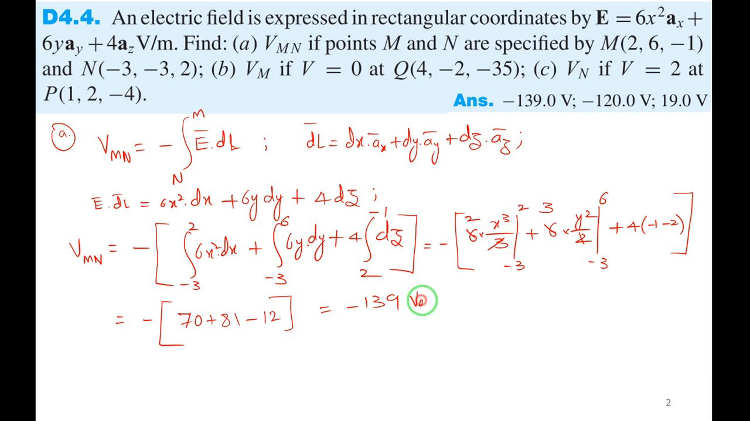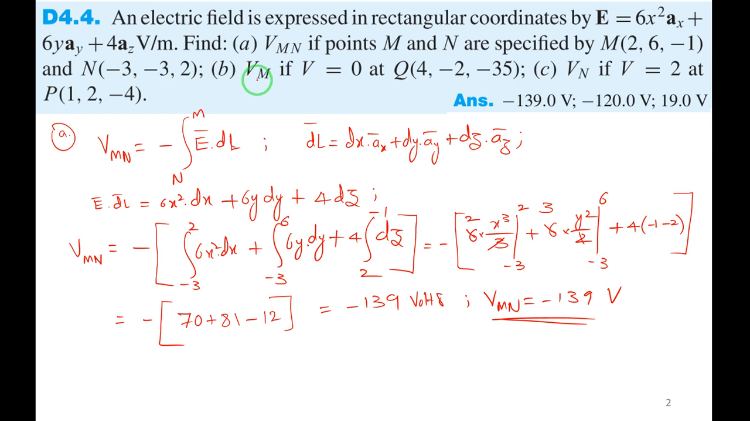So it is volts, right? So the potential difference we got is Vmn equal to minus 139 volts, right? I hope you understood. Then we'll go for part B. I'll take it up in the next slide.